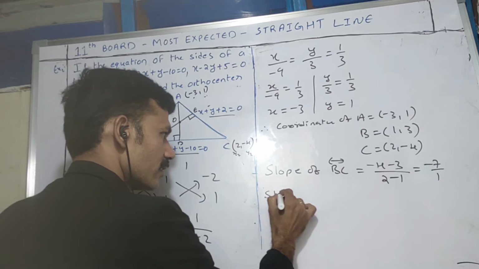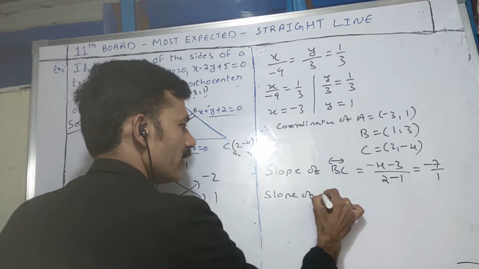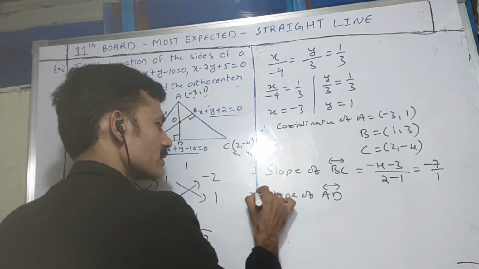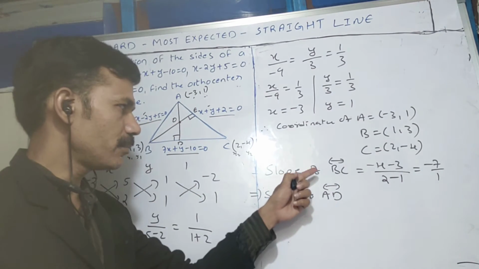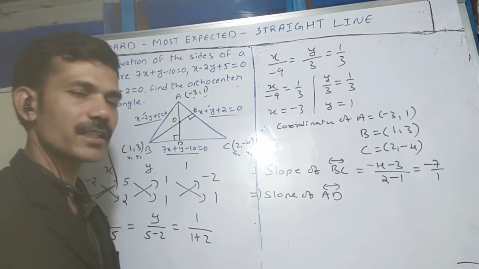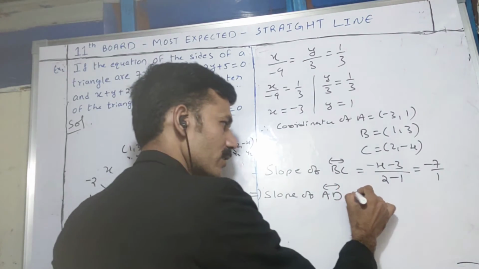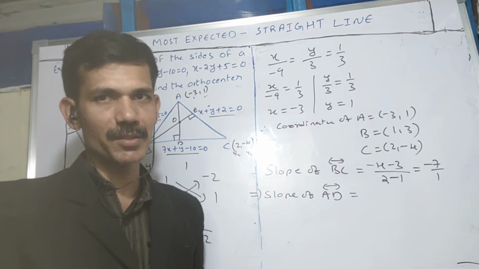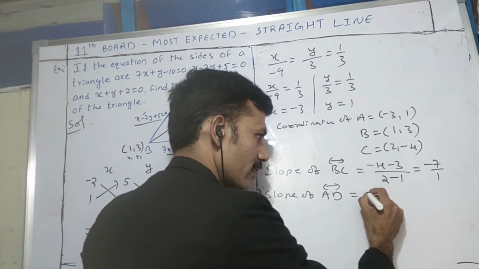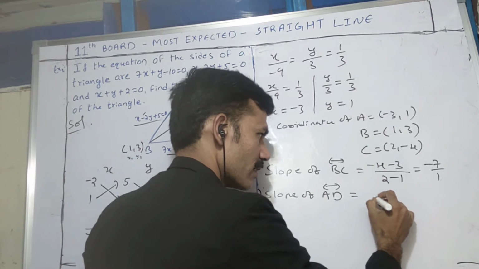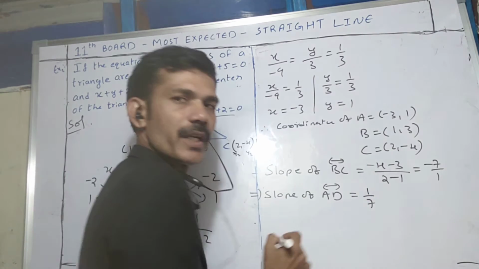Next, the slope of AD we can write straight away. This implies the slope of AD is. How to find the slope of AD? See, BC and AD are perpendicular to each other. When one slope is known, the other slope will be the negative reciprocal. Negative reciprocal means here minus of minus 1 upon 7, so 1 by 7 we are going to get.